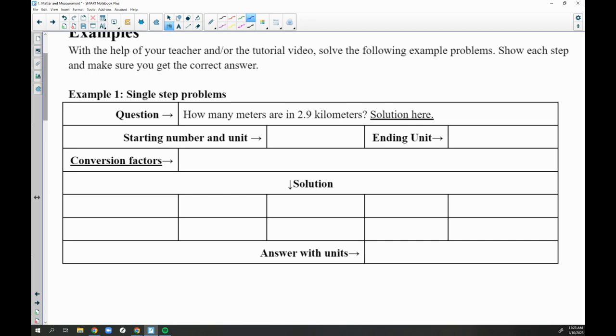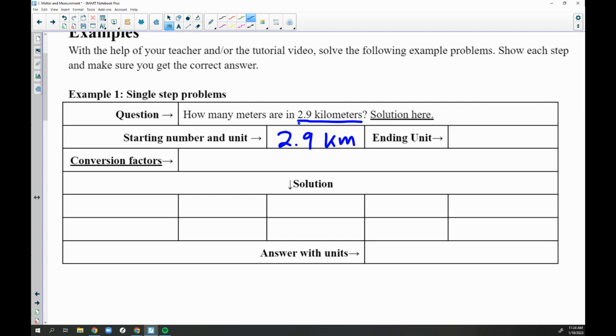How many meters are in 2.9 kilometers? So the first thing we need to do is read the question really carefully and identify the starting unit, that's the thing that you've been given, and the ending unit. So the thing that you've been given in this case is 2.9 kilometers, so that's going to be our starting unit.